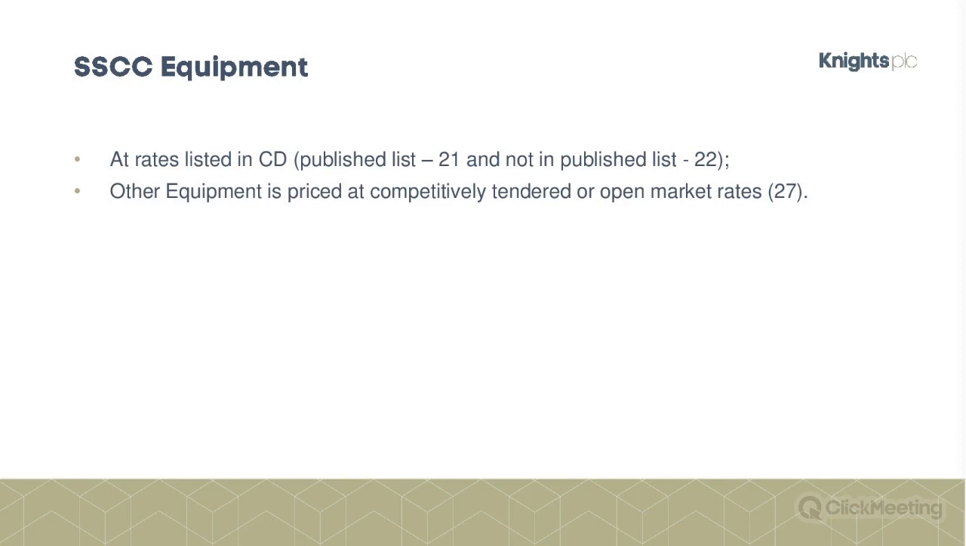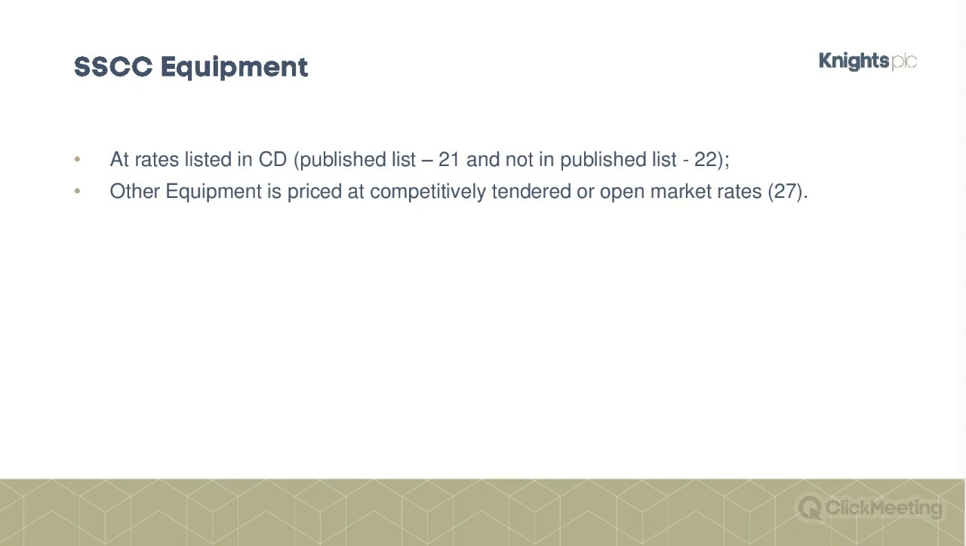So, shorter schedule of cost components, the equipment. So what do you get paid for your equipment? Well, it's at the rates listed in the contract data. So you can have a published list, and also there's provision for inserting specific items if they're not in a published list. So the items 21 and 22, this is numbering within the schedule, or in this case, the shorter schedule of cost components.